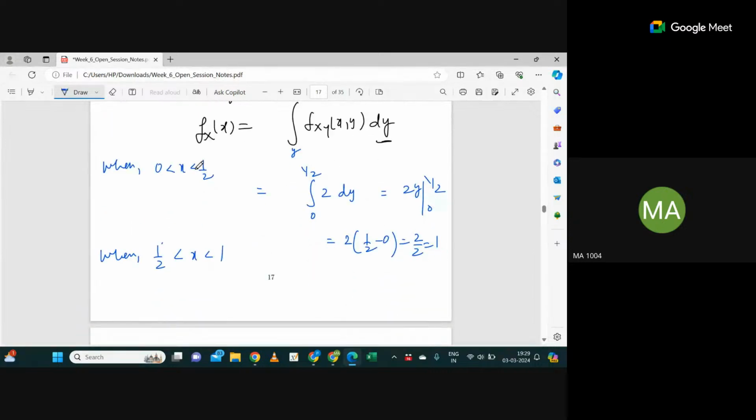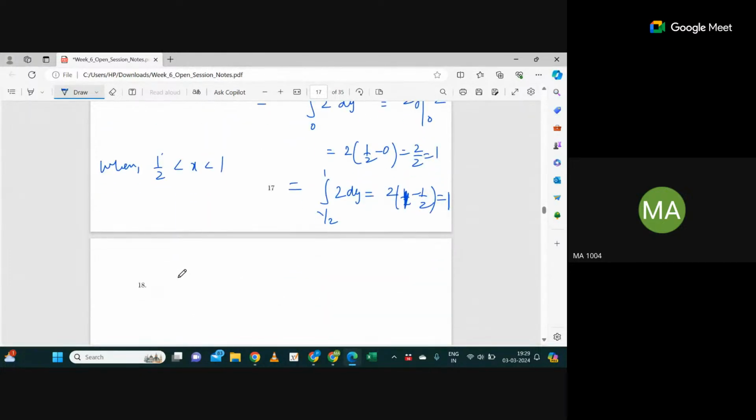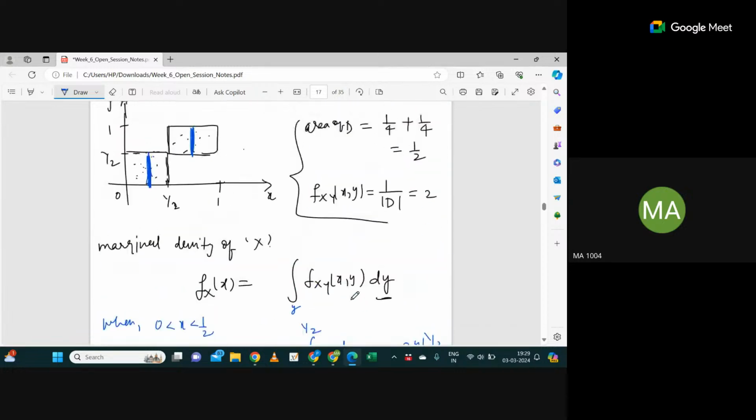Let's see. For half to 1, what is the limit of y again? It's again half to 1, right? So again we get 2 times (1 minus half), which is nothing but 1 again. So what we have derived here is that f of x takes value 1 when x is 0 to 1 and 0 otherwise, right? In both cases, it's taking value 1.